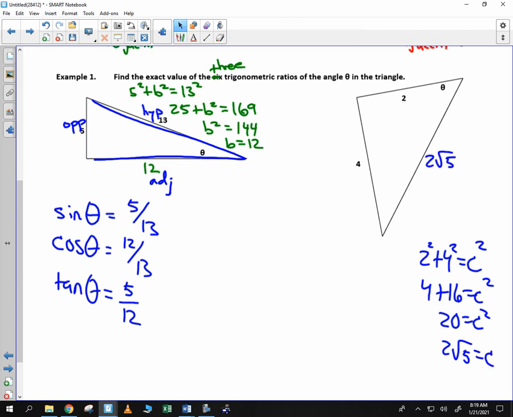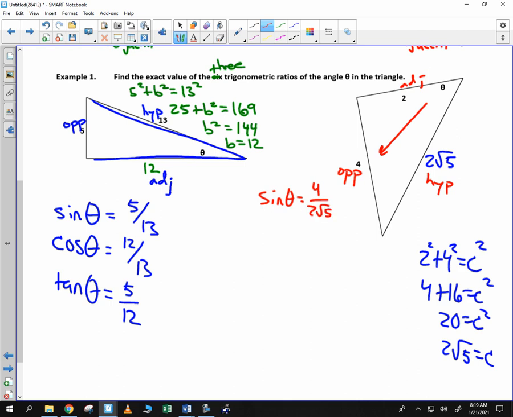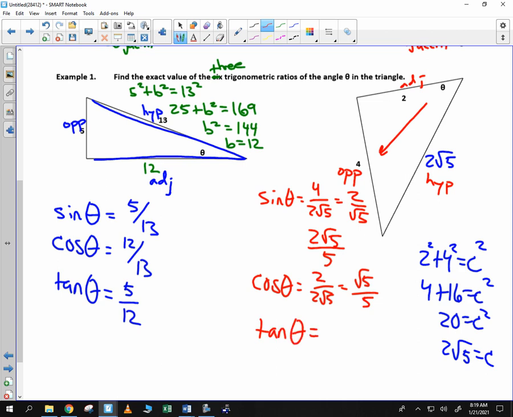I will label the sides. This is opposite, because it's across from theta. This is the hypotenuse. This is the adjacent. So therefore, the sine of theta is equal to 4 over 2 roots of 5, or 2 over the root of 5, or 2 roots of 5 over 5. The cosine of theta is equal to 2 over 2 roots of 5, which ends up being the root of 5 over 5. And finally, the tangent of theta is equal to 4 over 2, which is 2.